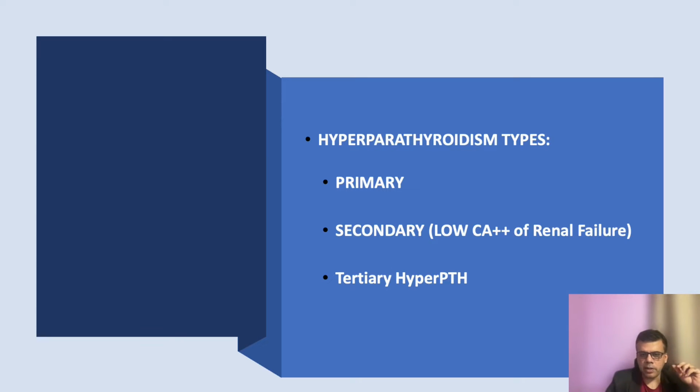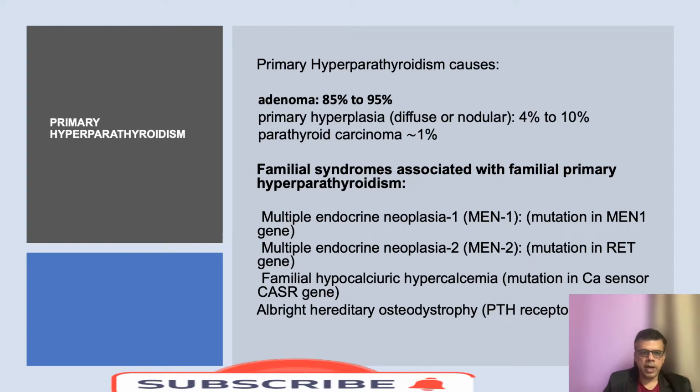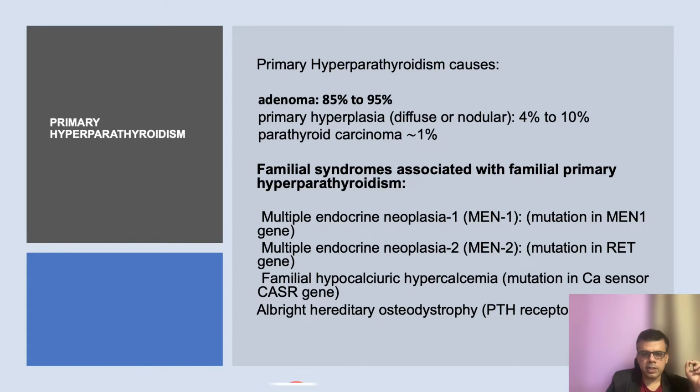Okay, so hyperparathyroidism can be demarcated into primary type, secondary, which is generally because of low calcium or renal failure that stimulates the parathyroid gland to secrete PTH, or it could be an autonomous parathyroid gland, that is tertiary hyperparathyroidism. Most commonly we see primary hyperparathyroidism, the most common cause being adenoma. In this presentation we will stick to primary hyperparathyroidism, and we will discuss secondary and tertiary hyperparathyroidism in some other video.